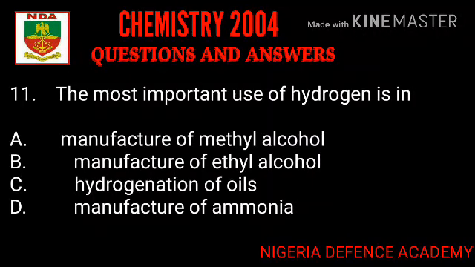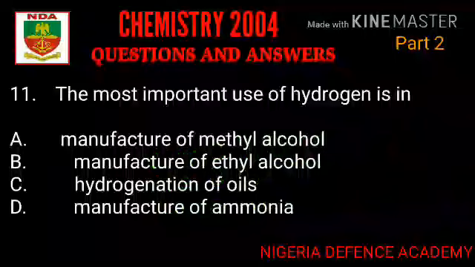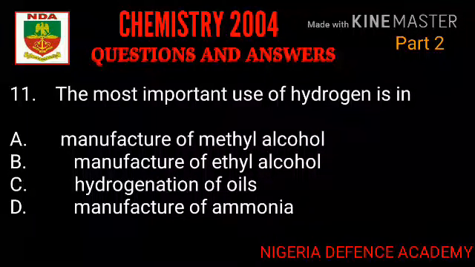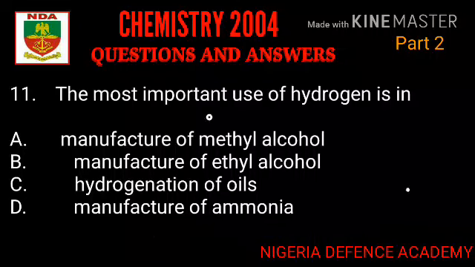Question number 11. The most important use of hydrogen is in what? Option A, manufacture of methyl alcohol. Option B, manufacture of ethyl alcohol. Option C, hydrogenation of oil. Option D, manufacture of ammonia. So which option here is the right answer? Well, I think the right answer here is option C, that is hydrogenation of oils. You're right. That is to say that the most important use of hydrogen is in hydrogenation of oils.